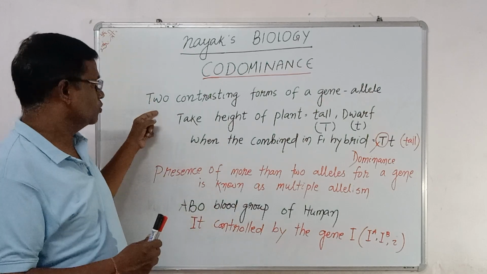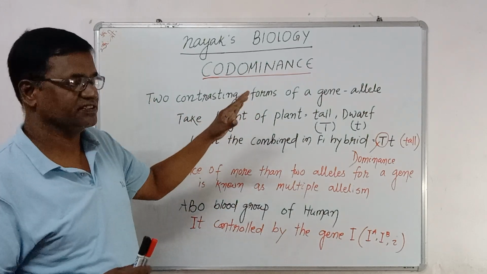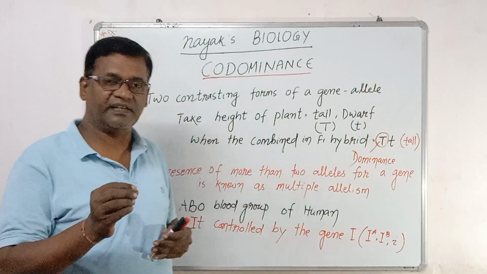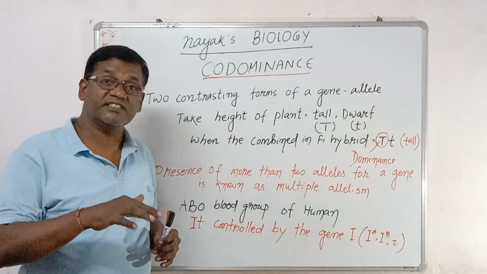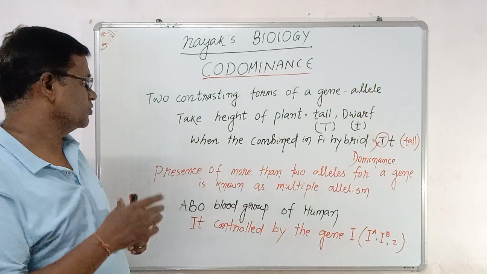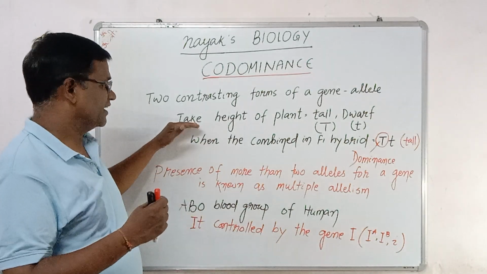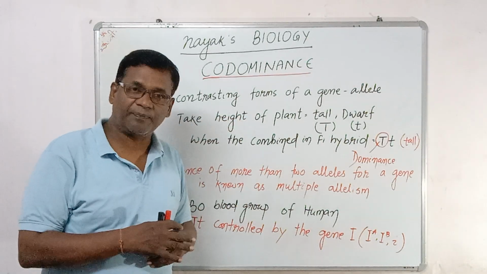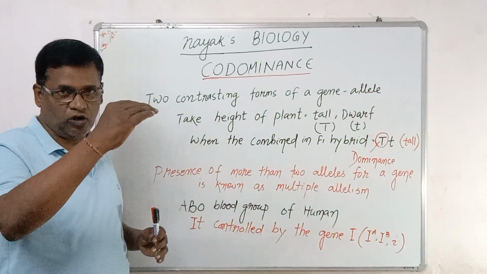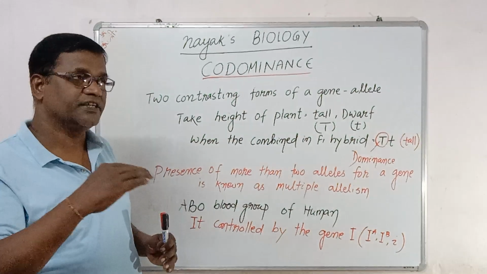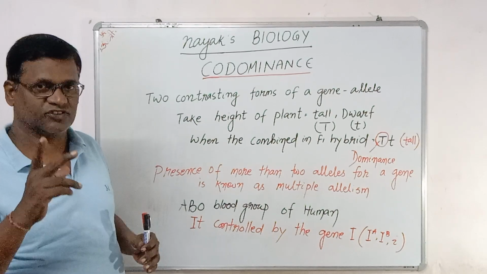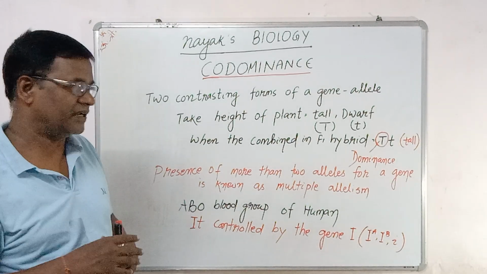Let's start. The two contrasting forms of a gene are called alleles. Allele simply means two contrasting characters, or different forms of a gene. Suppose we take the height of the plant. The plant can be tall or short. These two characters represent the height of the plant.